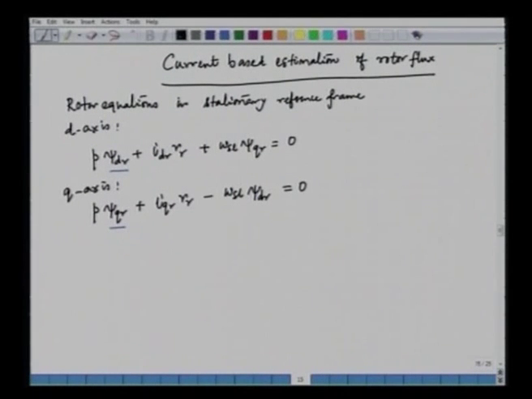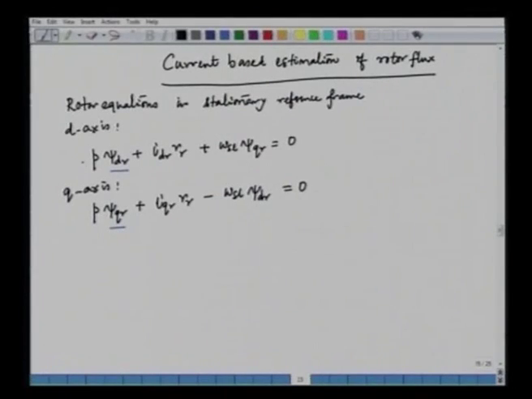So, let us do some mathematical rearrangement of these two equations. We have two equations with us. We will first take up the d axis equation and do some mathematical readjustment, and then we will do the same thing for the q axis equation. So, we take this equation and rewrite it: IDR RR plus P psi dr plus omega SL psi QR.